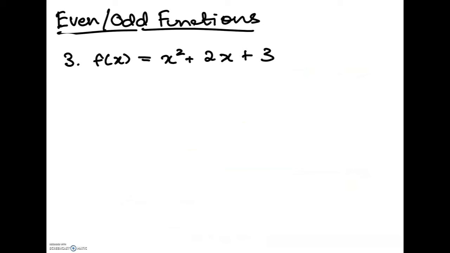So let's work on our last example. f of x equals x squared plus 2x plus 3. So this is a bit more confusing just because we have more x terms, but it's still going to be the same exact process. So I'm going to do it in both ways. I'm going to substitute a positive and negative version of a number, and I'm also going to substitute positive and negative x so you guys can see how both of those work.